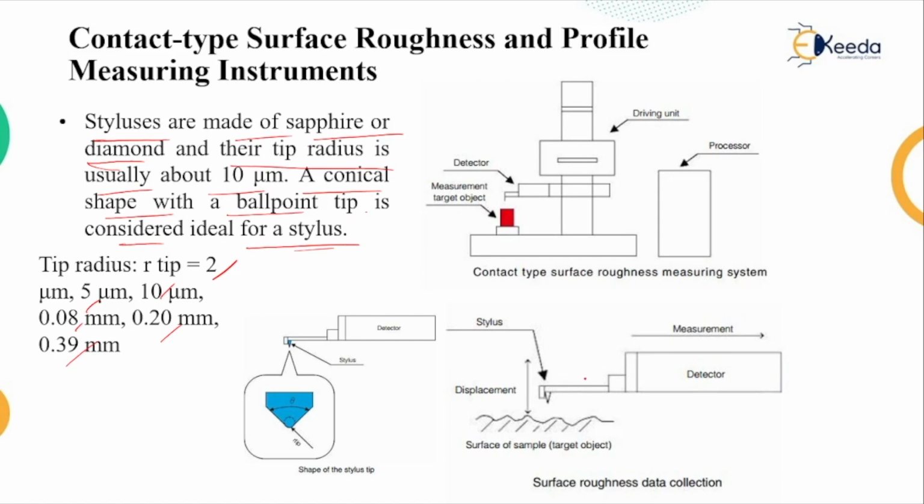You can see here the shape of the stylus tip in the diagram. The shape is like this, it is in microns, and the included angle is around 60° or 90°, depending upon the cone taper angle and the application. So that is the contact type of surface roughness tester.